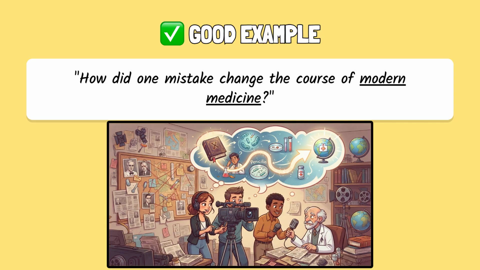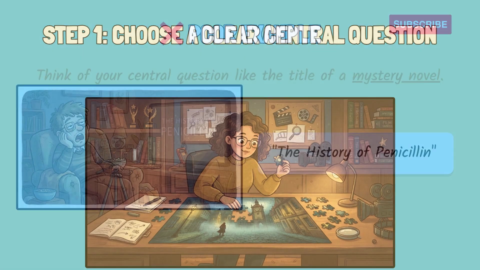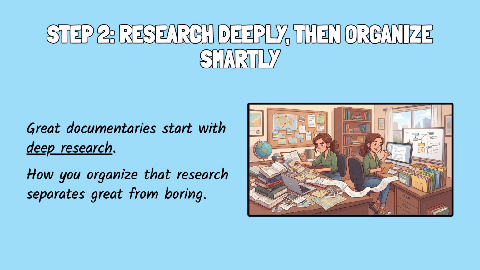A good example is, how did one mistake change the course of modern medicine? This creates immediate curiosity and gives you a clear path to follow. And a poor example might be using the history of penicillin. That's a topic, not a question. It tells the viewer what they'll get, but it doesn't make them want to find out. Think of your central question like the title of a mystery novel. You want readers to feel like there's a puzzle worth solving and that they're going to enjoy putting the pieces together.